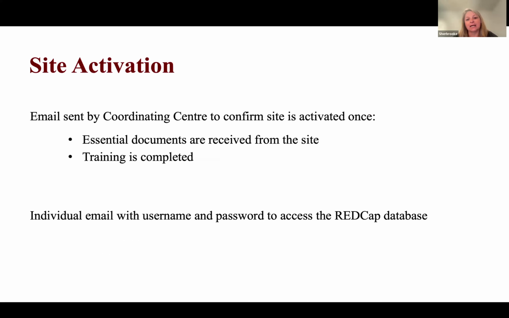As I said, once the training is completed for everyone and all the essential documents are sent to Julie, we will activate your site. Julie will send an email confirming your site activation. And she will also provide username, IDs and password for the REDCap database.